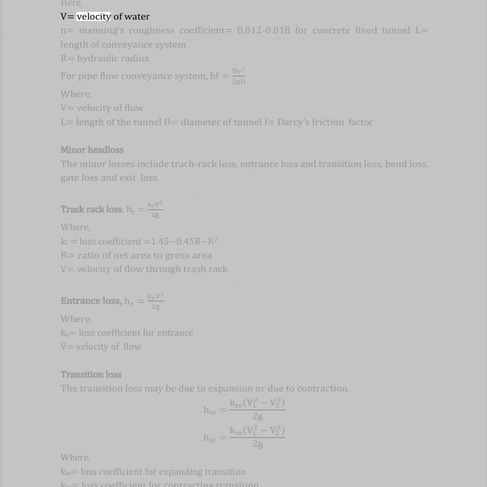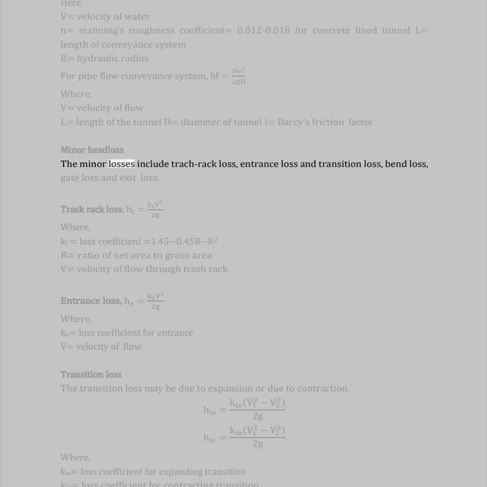Here, V equals velocity of water, n equals Manning's roughness coefficient equal to 0.012 to 0.018 for concrete lined tunnel, L equals length of conveyance system, R equals hydraulic radius. For pipe flow conveyance system, H_f equals f L V squared over 2 g D, where V equals velocity of flow, L equals length of the tunnel, D equals diameter of tunnel, f equals Darcy's friction factor.